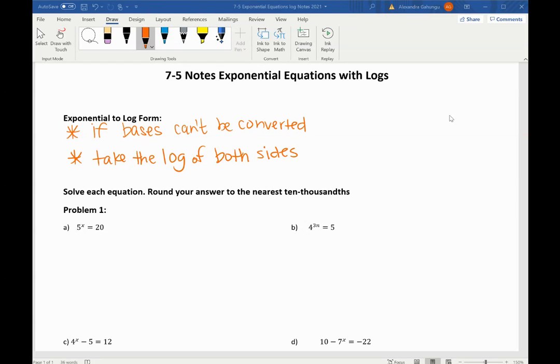Okay, so this is looking back at exponential equations and what to do when bases can't be converted to match up. So if our bases can't be converted, we're going to take the log of both sides and then solve for a missing variable. Your answer will need to be rounded to the nearest 10,000ths, and that'll happen in your homework. Just make sure that you round it to 4 decimal places. So you're going to go pretty far back.